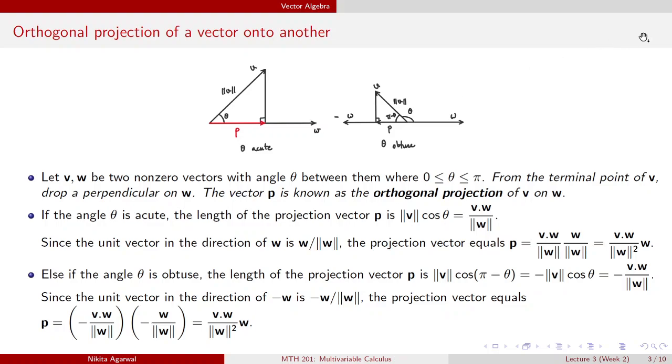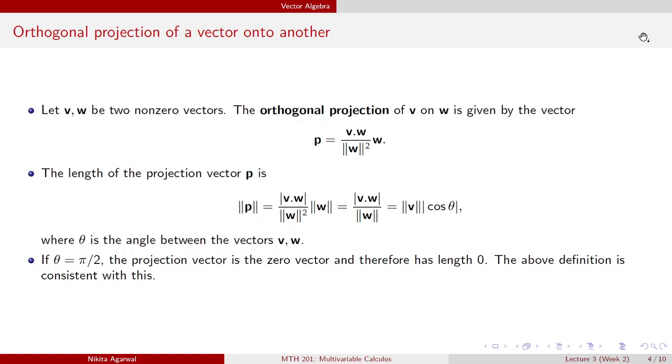So to summarize things, let V and W be two non-zero vectors. The orthogonal projection of V on W is given by this vector, and the length of the projection vector P is this, as we saw in the previous slide. Here I have put a modulus on cosine theta because you know that length has to be a positive number.